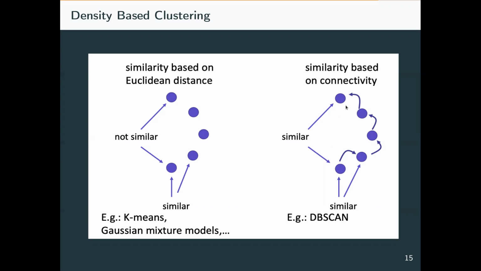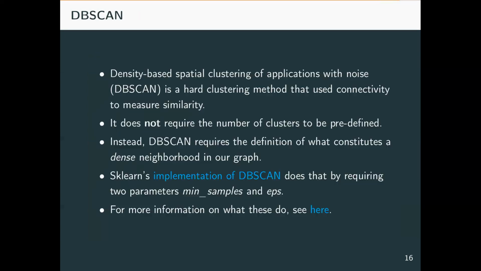But on the other hand, when using connectivity to define the similarity, we see that from this data point we can jump to the next one, then to the next one, to the next one, and then to the last point. These distances are pretty small, which means that probably these data points are similar, and so we assume that the first and the last one are similar too. So that's the big picture of how DBSCAN works.